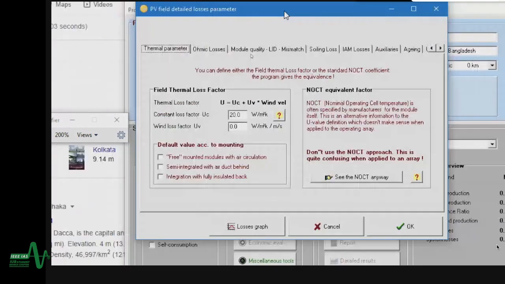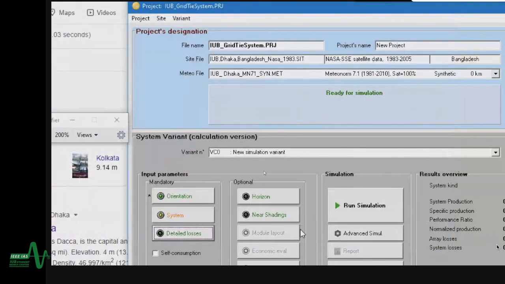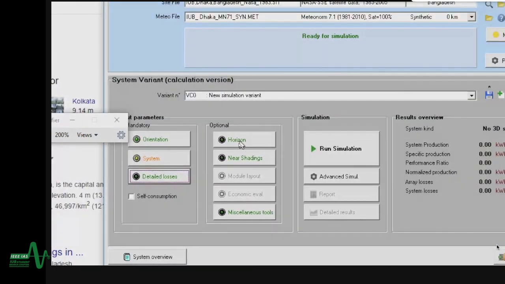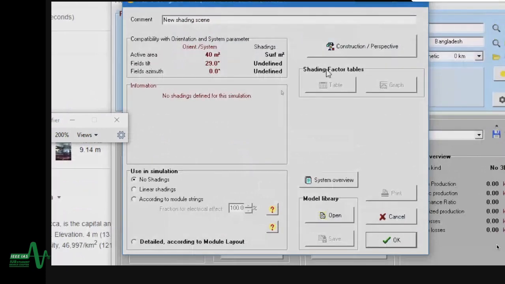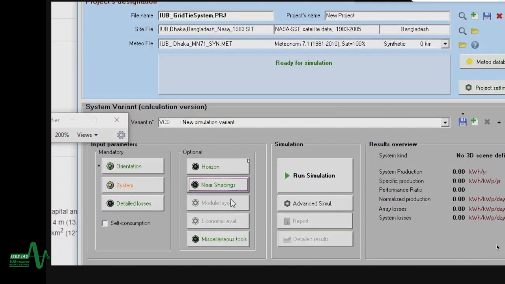Now come to detailed losses. If you go to this section, you have to give lots of losses in here. Since we are at the fundamental level, I would recommend you not to deal with this right now. It's not so much required right now, so we are choosing the standard values. It's okay, we don't need it right now. Optionally, you may give some information here, like horizon values and near shadings. Whenever you use near shading, you have to actually draw, and a lot of drawing is required. The 3D analysis, where the shadow can have a big effect, is not required right now. It's fundamental, so it's fine.